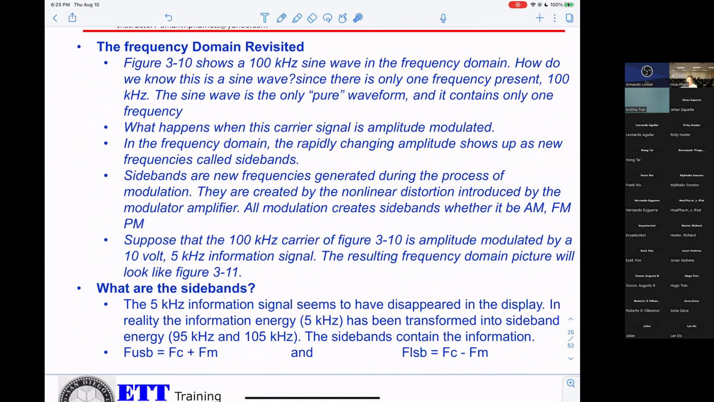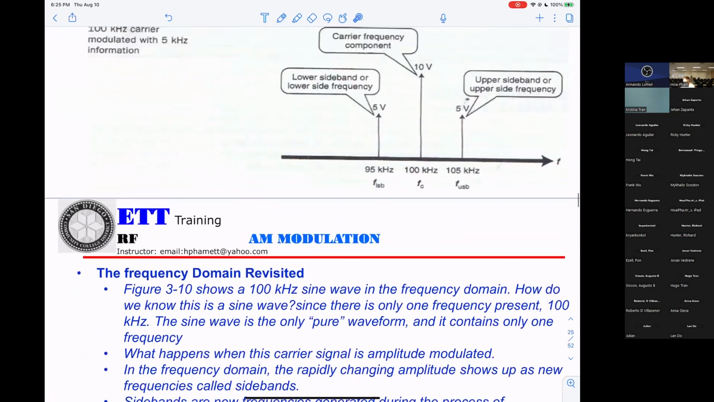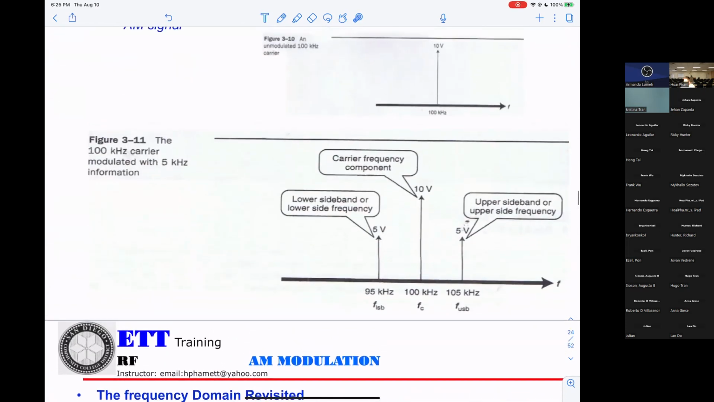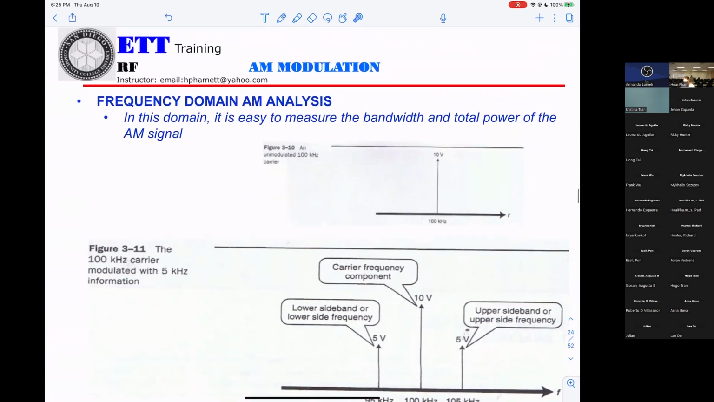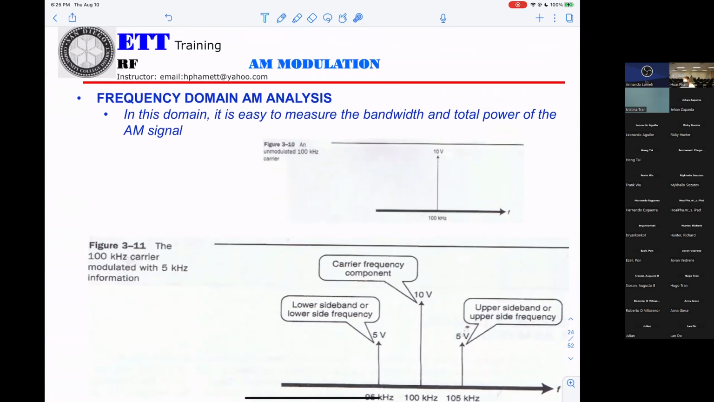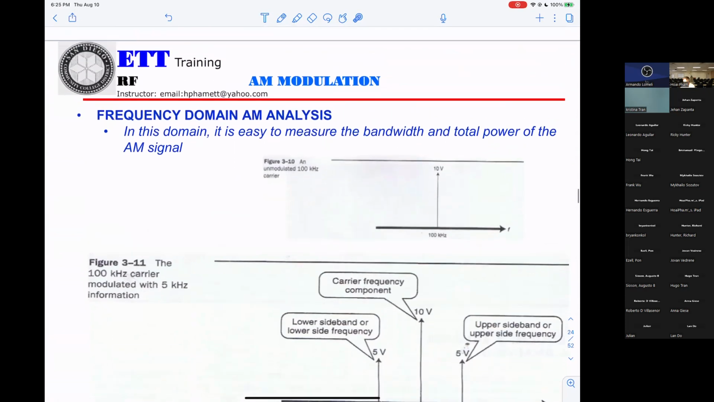Okay, frequency domain revised. Figure 3.10. Let's see. 3.11.